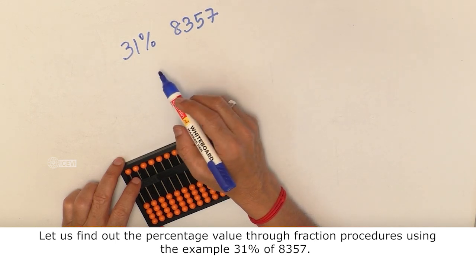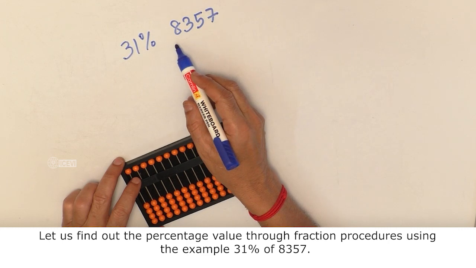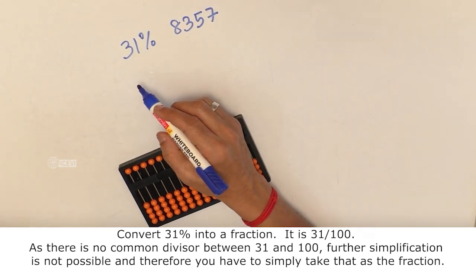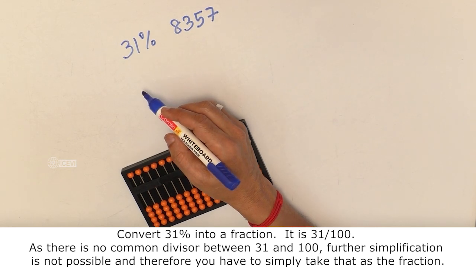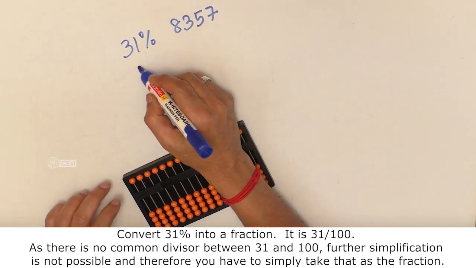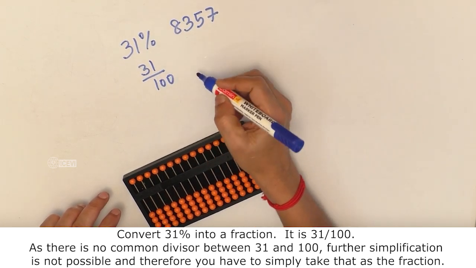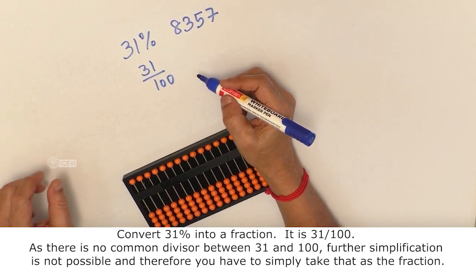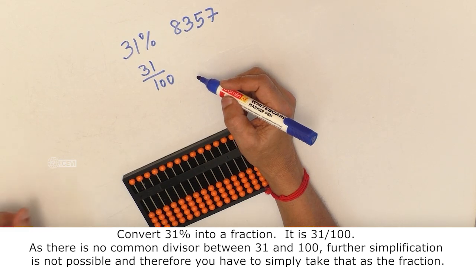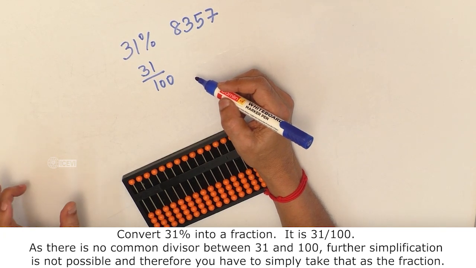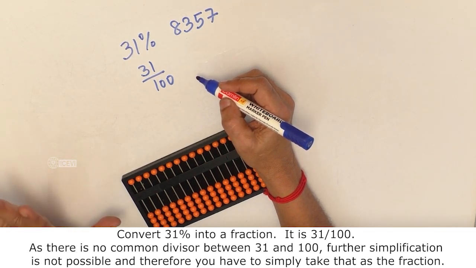Using the example 31% of 8,357, convert 31% into a fraction. It is 31 by 100. As there is no common divisor between 31 and 100, further simplification is not possible, and therefore you have to simply take that as the fraction.